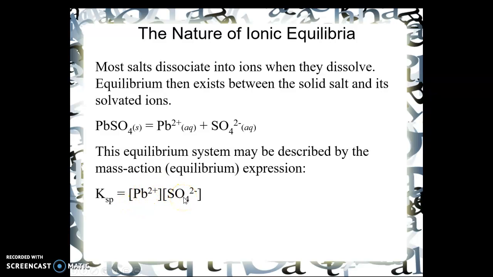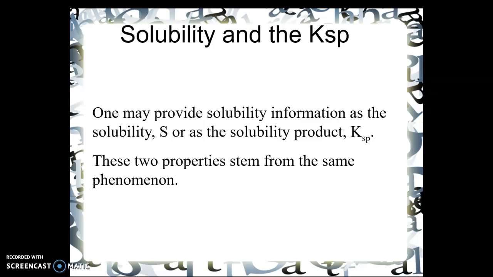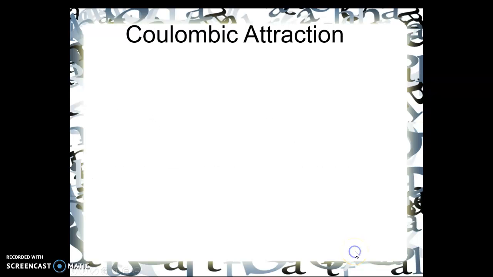This makes solubility a pretty easy thing to determine the mathematics of. Reactants and products in condensed phases are not in the equilibrium expression, so they don't show up in the mass action expression. Now, one may provide solubility information in two ways. First, you can give the solubility, and that's usually in grams of solute per 100 grams of solvent. You can also show the solubility product, the KSP, because the two properties stem from the same phenomenon, and so they refer really to the same process.